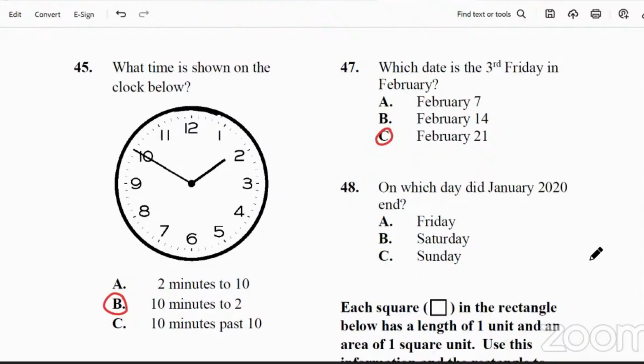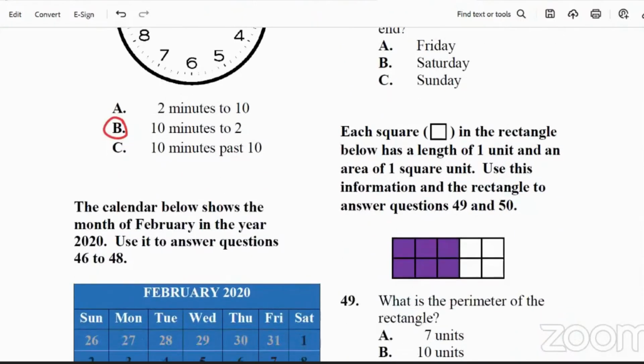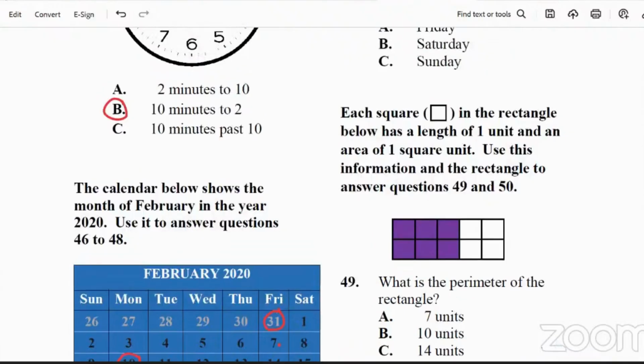Now, question 48, on which day did January 2020 end? All right, so this is a February calendar, but usually on a calendar, you'll see some days from the previous month. So when you see these days, 26, 27, these days at the top, these are actually from January. Since we started on a Saturday, they just filled in the other days. So January ended on the 31st. That was the Friday.